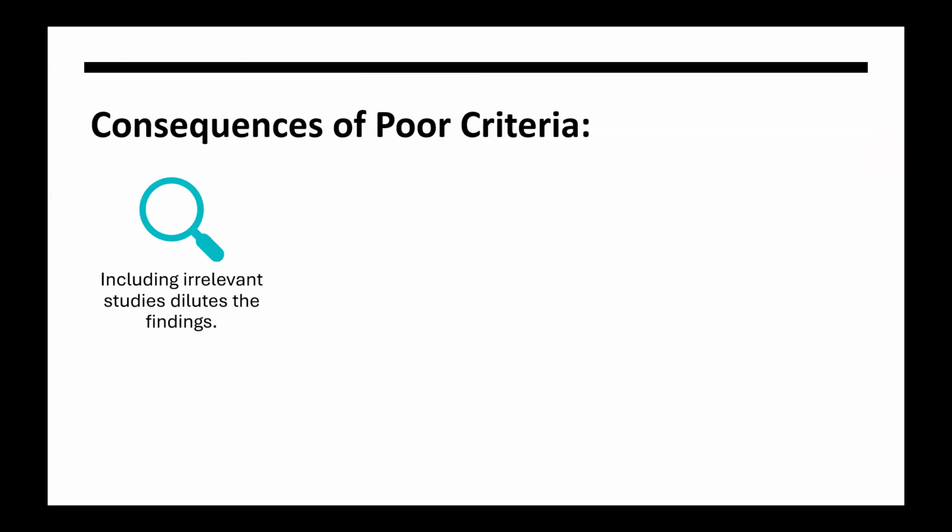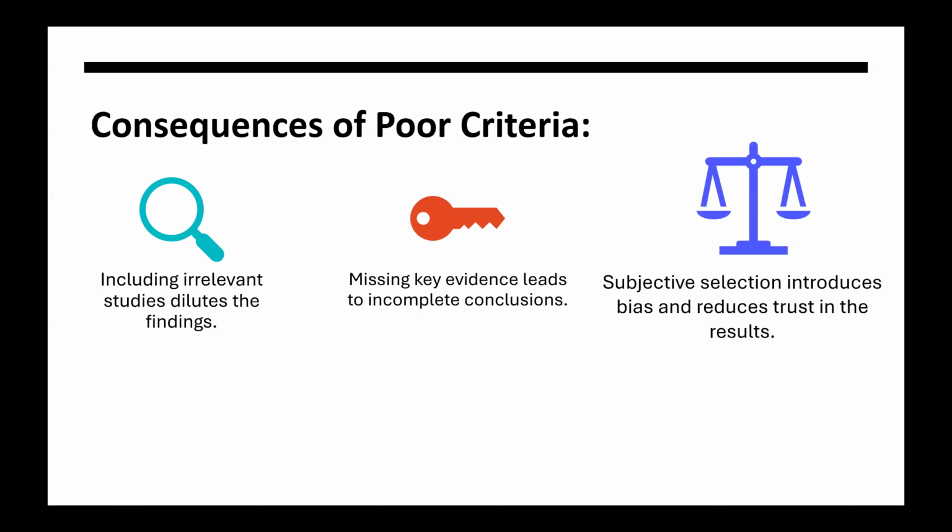So also, now, what are the consequences of poor criteria? Now, the first is that, like I mentioned, you will include irrelevant studies, which will dilute the findings. Then you also miss key evidence, which will lead to incomplete conclusions. I know that will bring up a gap, meaning that there is need for the research question that you set to be re-evaluated. Then it will also be subjective selection, which will introduce bias in your study.